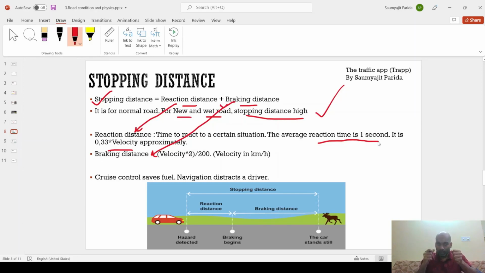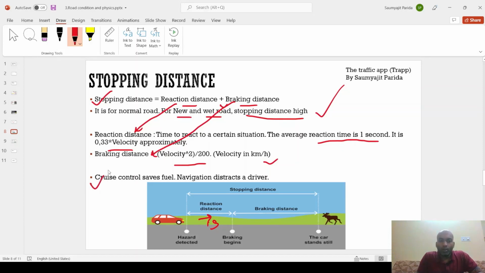Then after that, when I react, I will push my brakes. So the formula for braking distance is v square by 200, and velocity is in kilometer per hour. So this is very important, no? And as you see, suddenly I'm driving and I suddenly see some animal coming towards me. So first I will react, and the reaction time is 1 second on an average. Then there is the braking distance.